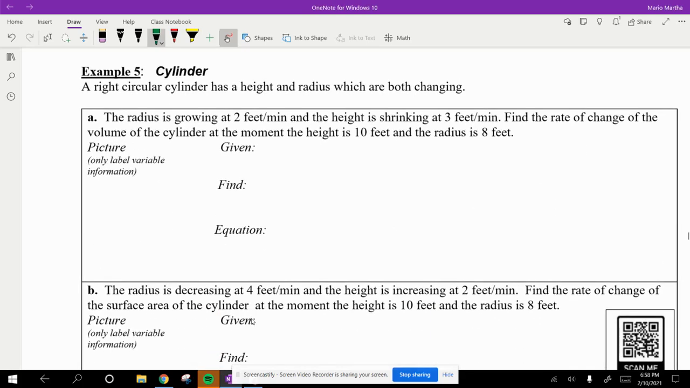So right here in example 5, we have a cylinder, right circular cylinder. It says a right circular cylinder has a height and a radius whose dimensions are changing. So again, keyword is changing right there. The radius is growing at 2 feet per minute and the height is shrinking at 3 feet per minute. Find the rate of change of the volume of the cylinder at the moment the height is 10 feet and the radius is 8 feet.